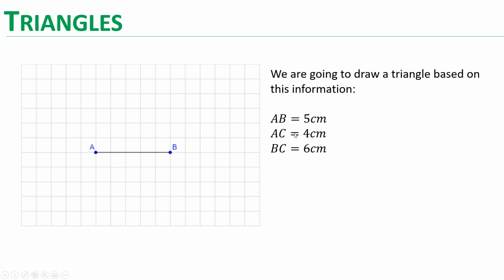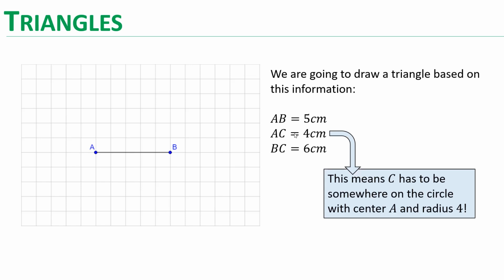Well, that means that C has to be somewhere at a distance of 4 centimeters to point A. And that means that it has to be somewhere on a circle around A with radius 4. Let's draw that circle. These are all the points where C could be, all the points where AC would be 4 centimeters. So that's still a lot of possibilities. Could be anywhere here.